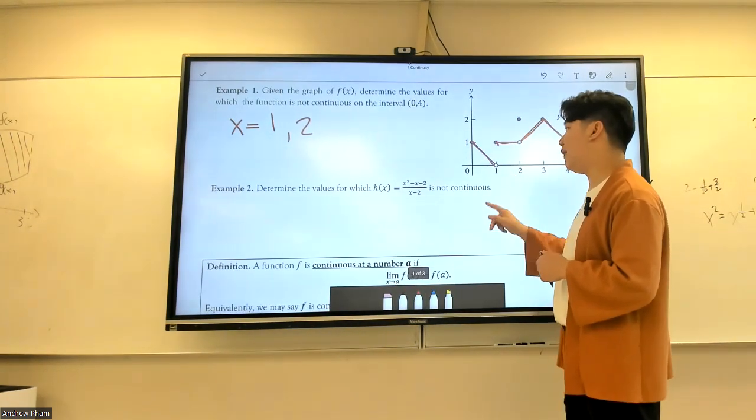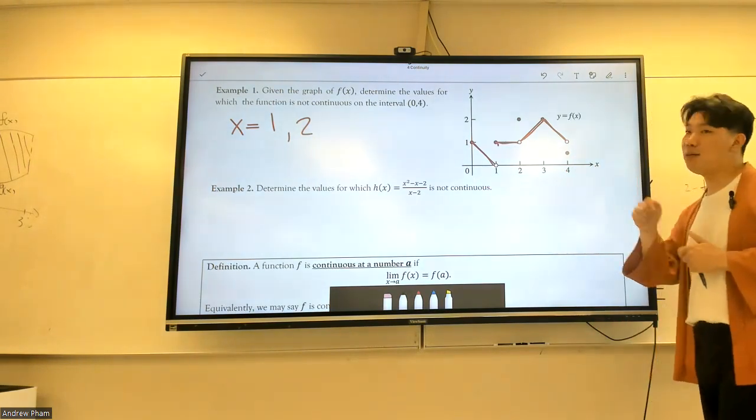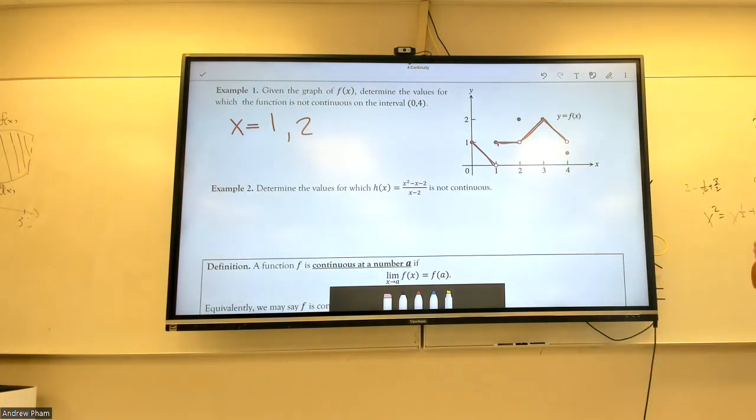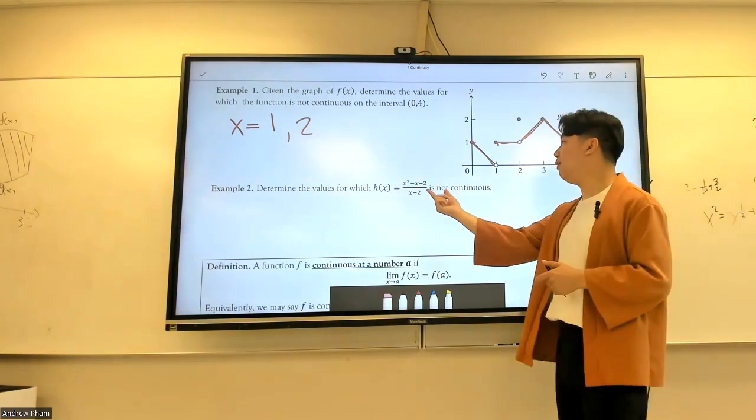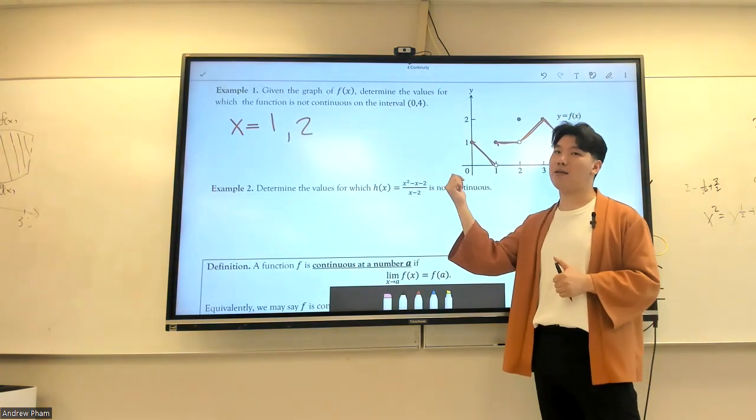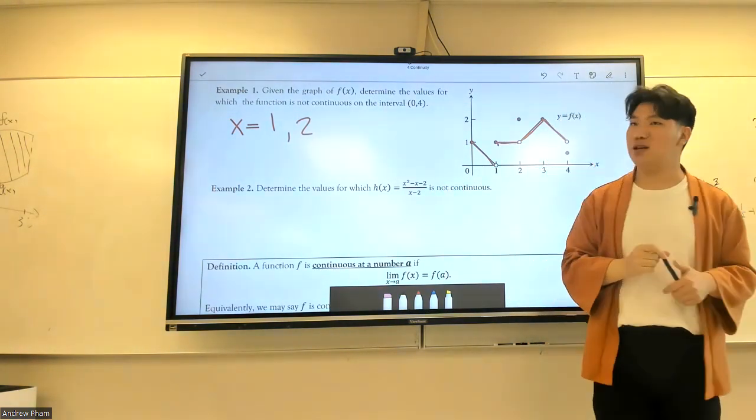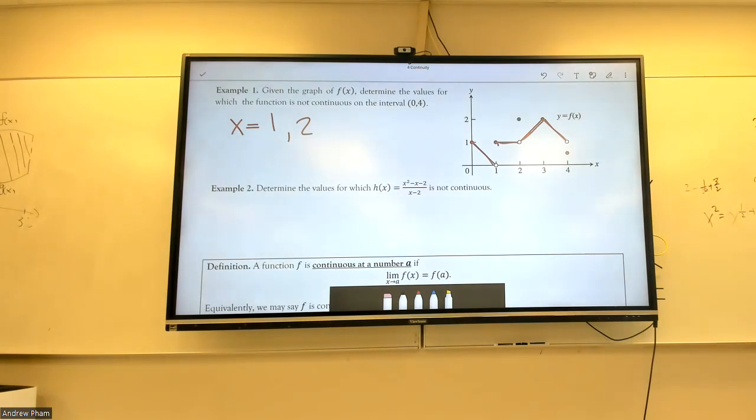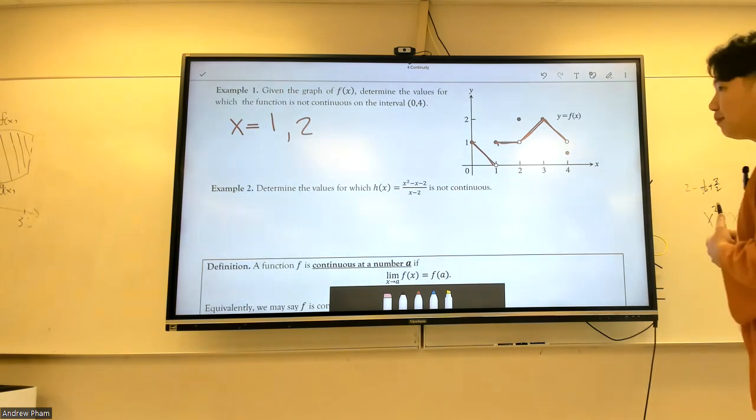Example 2, determine the values for which this function, h of x is equal to, it's a little small, x squared minus x minus 2 over x minus 2, is not continuous. In other words, if I were to graph this, when would I have to lift my pencil? For what x value?